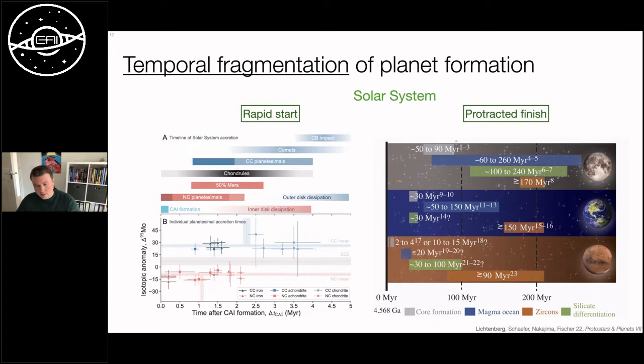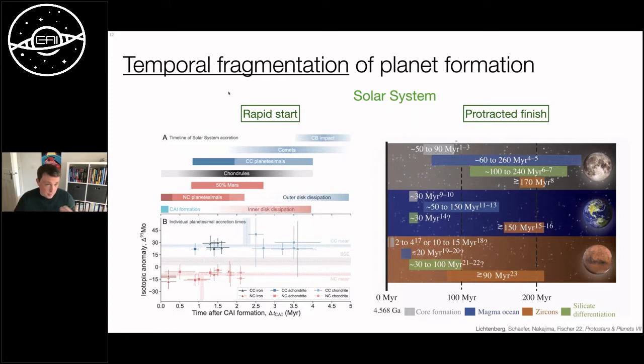This diagram here collects various evidence from geochemistry, mostly for the solar system planetary objects, mainly the Moon, the Earth, and Mars, for which we have a lot of evidence from meteoritics and geochemistry. This suggests specifically for the Earth that the final accretion stages took until about 50 to 115 million years after the start of the solar system. So you have a rapid start, but a protracted finish of the accretion process.